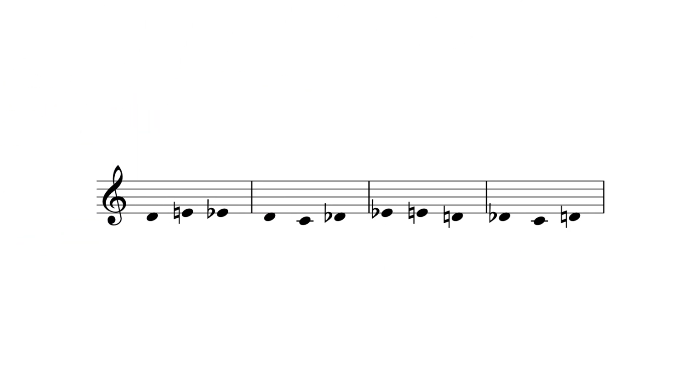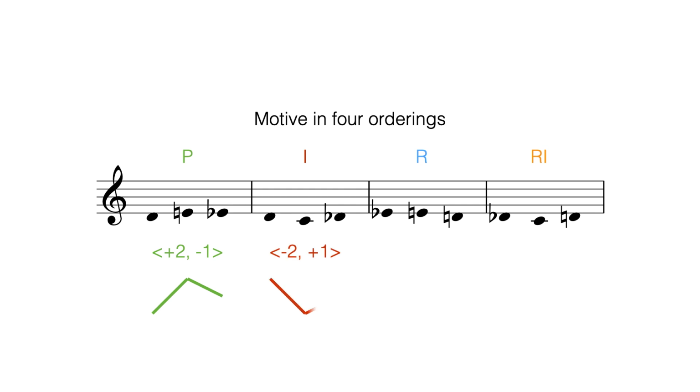The motive, taken as a series of 3 notes, can appear in 4 different orderings. We'll call them P, I, R, and RI. P goes up 2 and down 1. Its inversion, I, does just the opposite, down 2 and up 1.